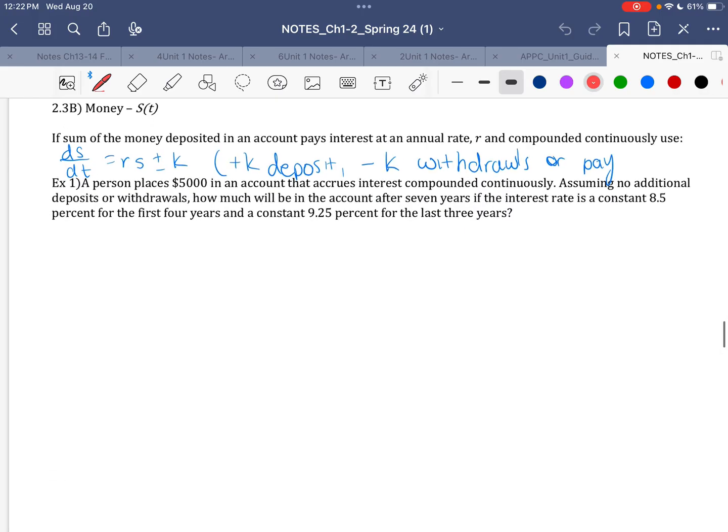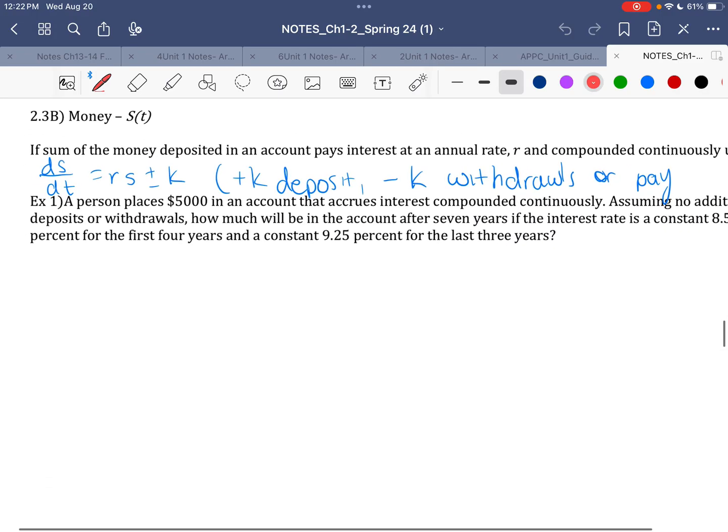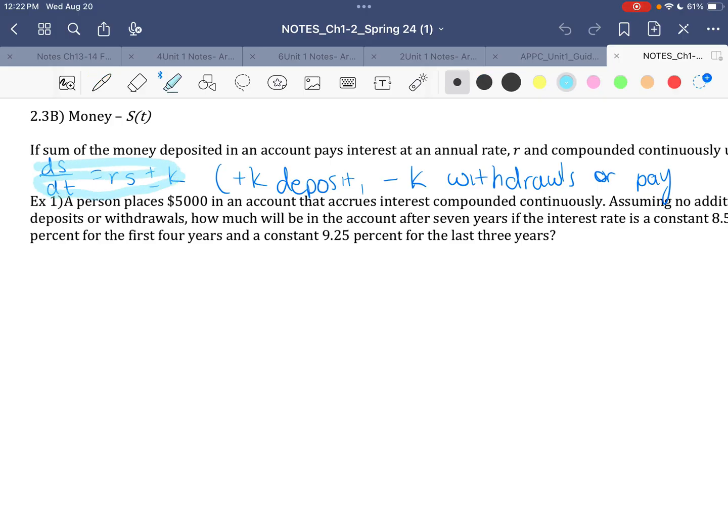Okay, today we're doing money. So when it comes to money, this is the differential equation that you're going to deal with. Let's actually do yellow. Where the plus and minus K is talking about withdrawals or deposits.